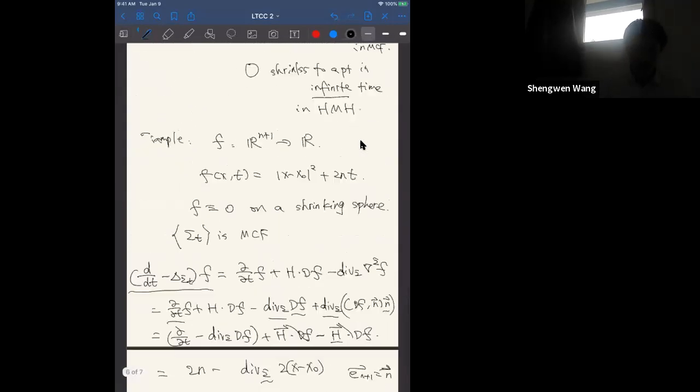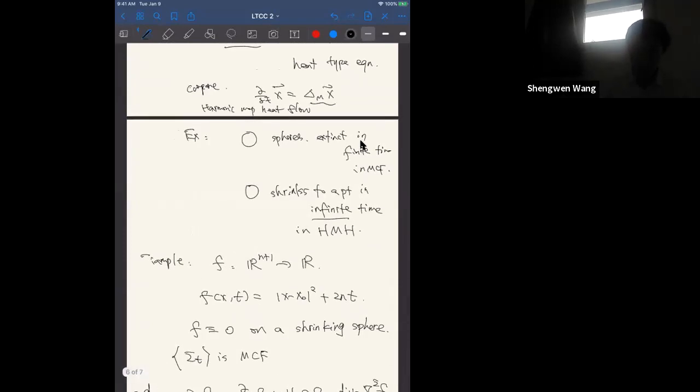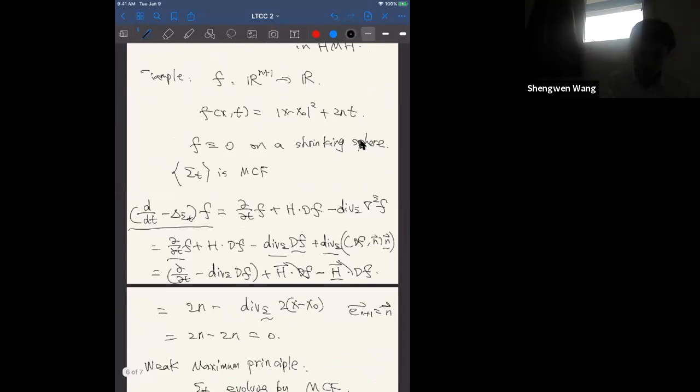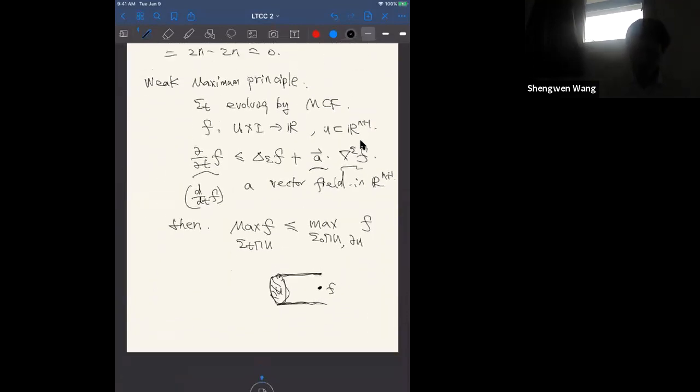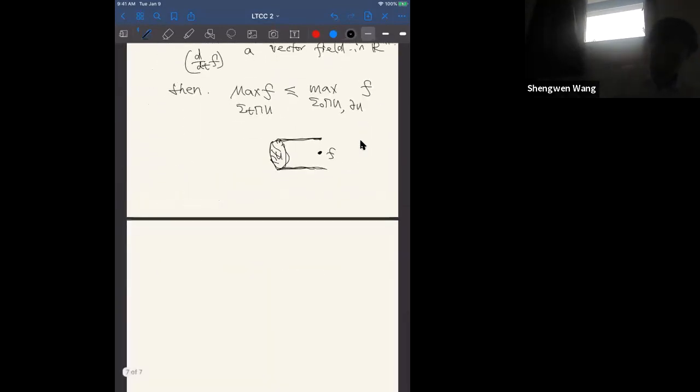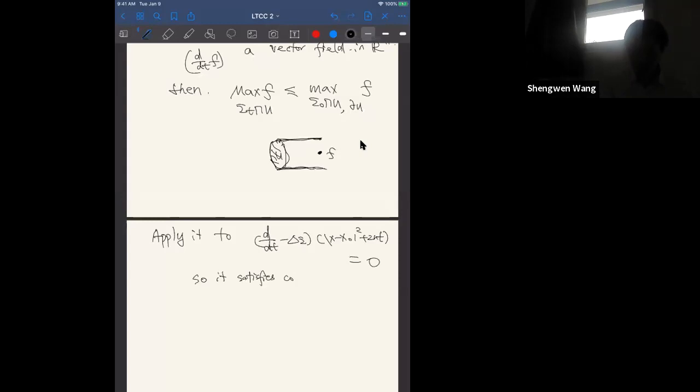And then let's apply it to the example that we have computed here, for this spherical test function. Apply it to d/dt minus Laplacian of |x - x0|² + 2nt. We have computed that this is actually equal to 0, so it satisfies the conditions of the maximum principle.